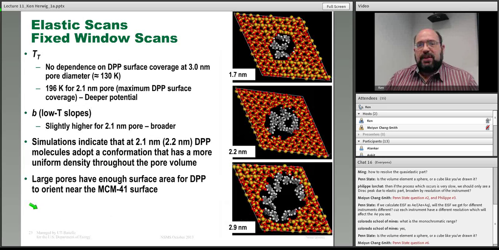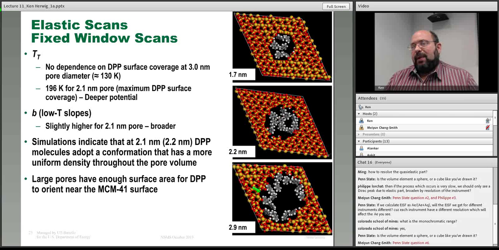So in the interest of time, I'll just let you look at this slide later. It summarizes some of the observations that I've made from that previous graph. Essentially, there's no dependence on the surface coverage. When you do vary the pores, there was something magical about this 2.1 nanometer pore. If you look at these snapshots from the MD simulations, what you find is that at very small pore sizes, the molecules cannot adopt a conformation which allows them to get uniformly close to the surface, and they're forced into the pore center.